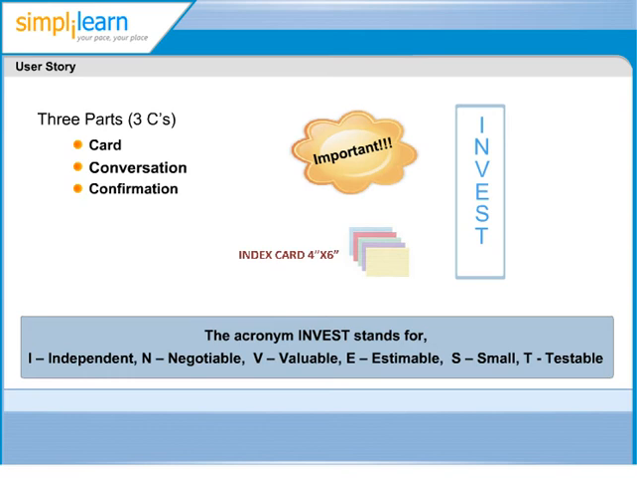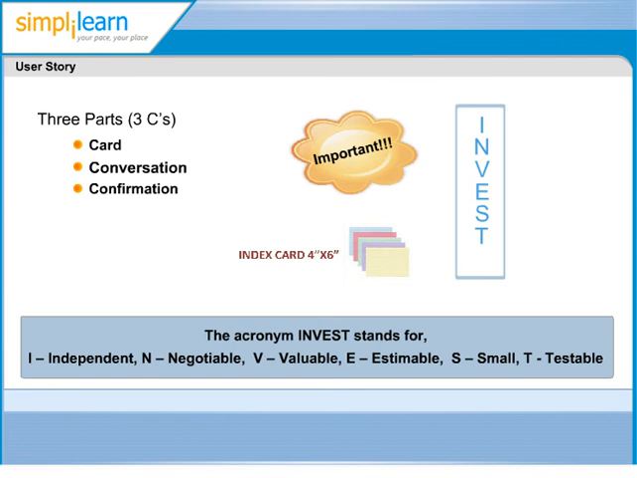V stands for valuable, i.e., it should result in some value for the customer. E stands for estimable, meaning it should be clear enough that the team can come up with a reasonably accurate estimate for the work. S stands for small.